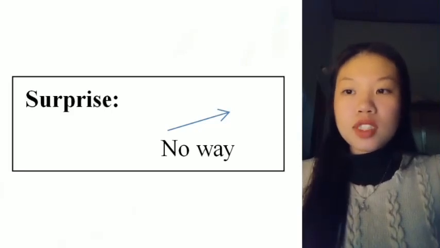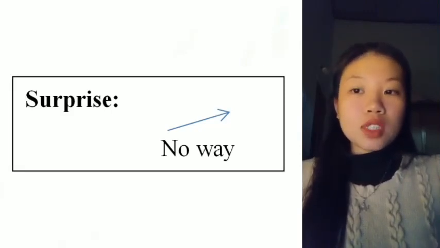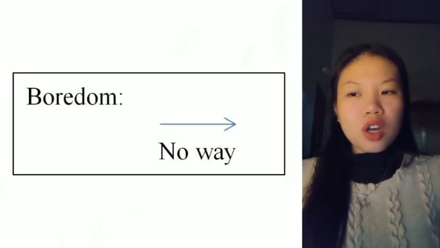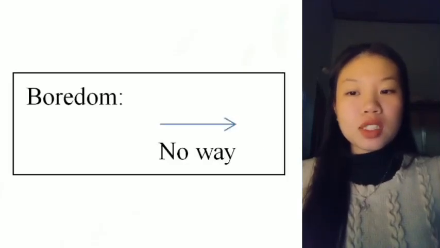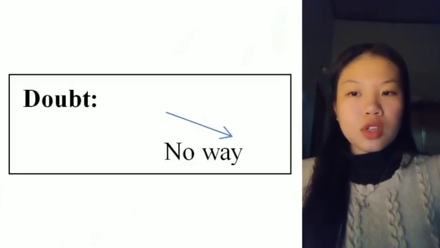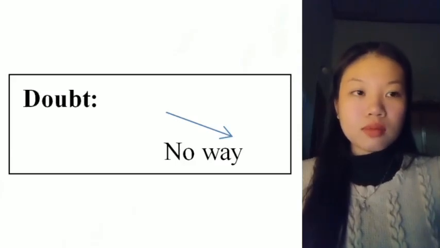In case you know something very unexpected positively, in rising tone, then we will express the feeling of surprise. No way! In case you know something very unexpected and you don't believe it, in falling tone, then we will express the feeling of doubt. No way. In case something unexpected happens but you don't feel surprised, then using flat tone will express a boredom feeling. No way.